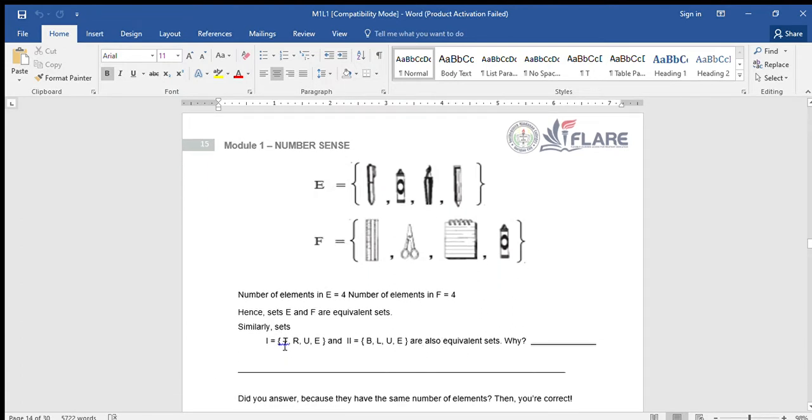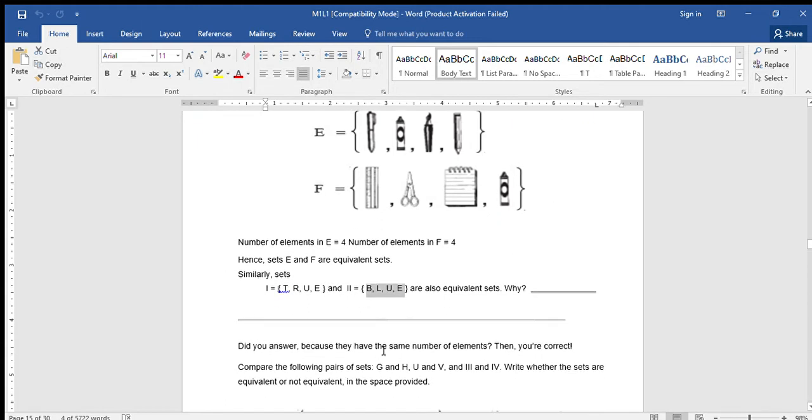Okay. So we also have here another set, set 1 is TRUE, and set 2 is equal to BLUE. Are they equivalent sets or not? Why? Okay, they are equivalent sets because they have the same number of elements. Sa 1, pila man ka elements naa ta? 1, 2, 3, and 4. Sa 2, parehas 4. 1, 2, 3, and 4.